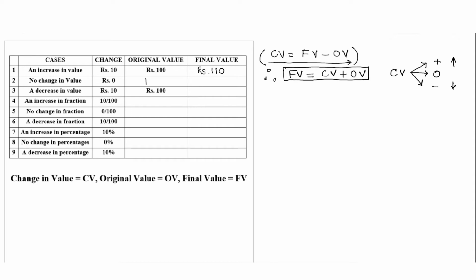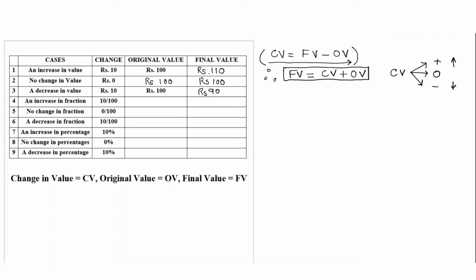Synonymously, now here the original value remains the same as 100 rupees. And since there is no change that has happened, the final value would be the original value, which is 100 rupees, plus rupees 0, which is again 100 rupees. In the third case, there is a decrease in terms of the change in value. So which will be 100 minus 10, which makes it 90 rupees.